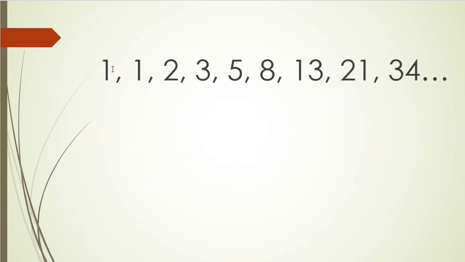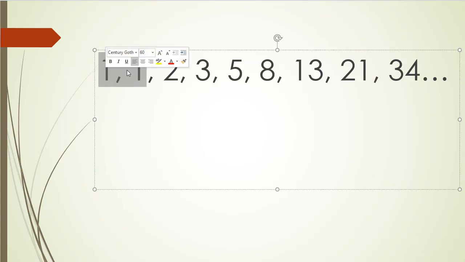The first number would be 1 by default, and then the next number would be 1 because 0 plus 1 is 1. The next number will be 2 because 1 plus 1 is 2. Then 2 plus 1 is 3. 3 plus 2 is 5. And you can see, all the way to whatever number you want to display.